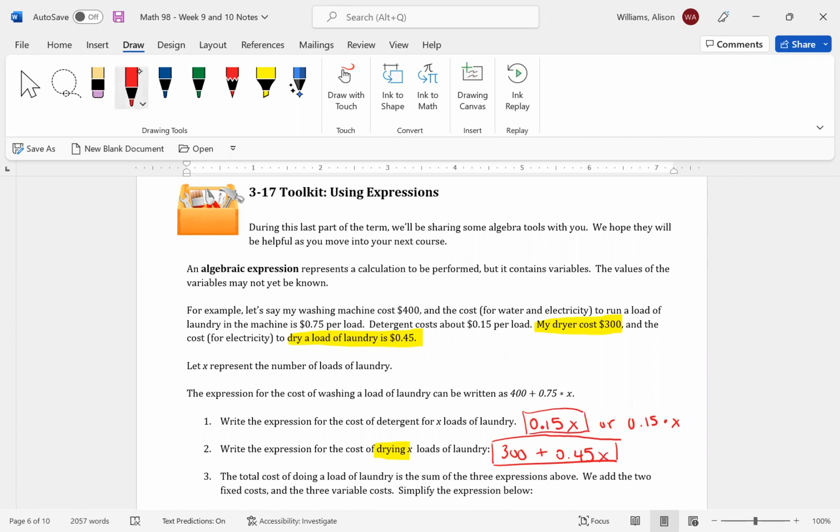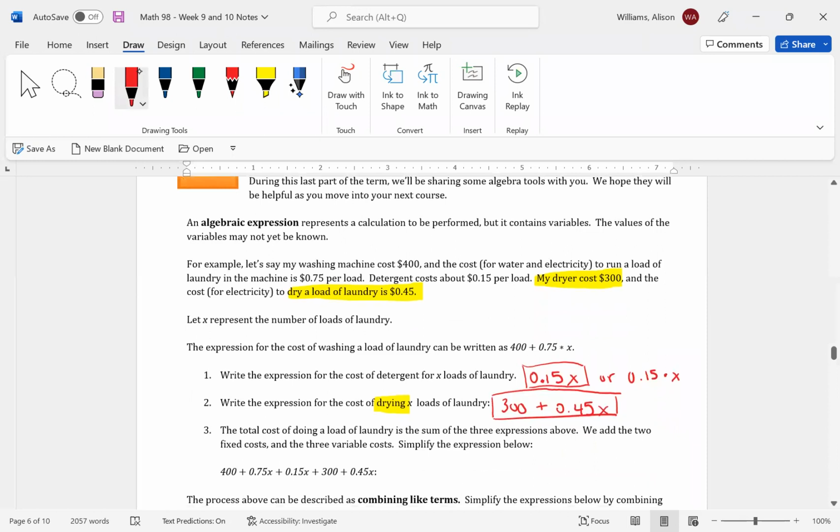The total cost of doing laundry is the sum of the three expressions above. So we added the fixed costs and the three variable costs, and we can simplify this expression. So see what they did? They took the first thing they gave us, that's this part right here. They added in the second part, which we just did in number 2. And then this last part right here, we did in number 1, was the 0.15x. And then number 2, 300 plus 0.45x.